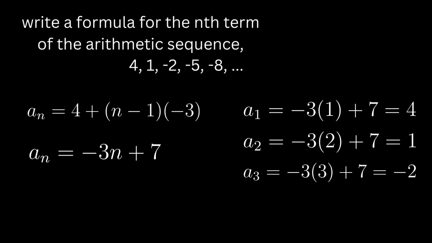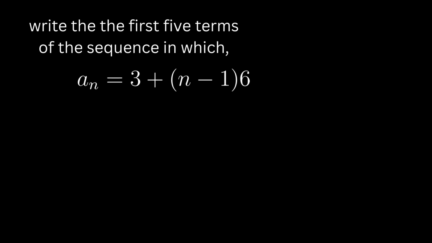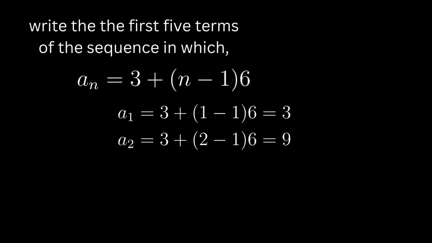We can also find some terms of an arithmetic sequence using a given formula for the nth term. Example. Write the first 5 terms of the sequence in which a sub n equals 3 plus the quantity n minus 1 times 6. Solution. Let n take the values from 1 through 5 and find a sub n. a sub 1 equals 3 plus the quantity 1 minus 1 times 6, which is equal to 3. a sub 2 equals 3 plus the quantity 2 minus 1 times 6, which is equal to 9. a sub 3 equals 3 plus the quantity 3 minus 1 times 6, which is equal to 15.